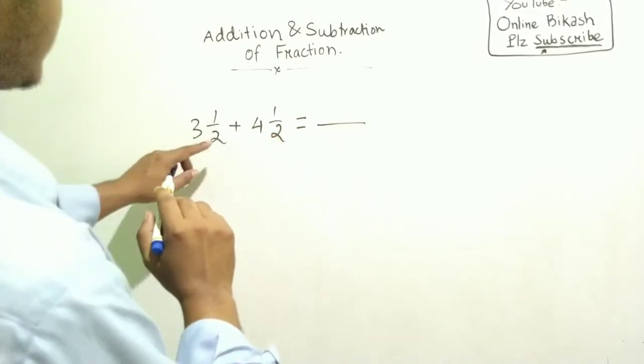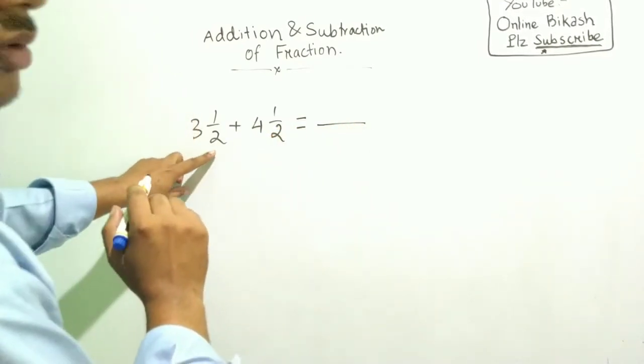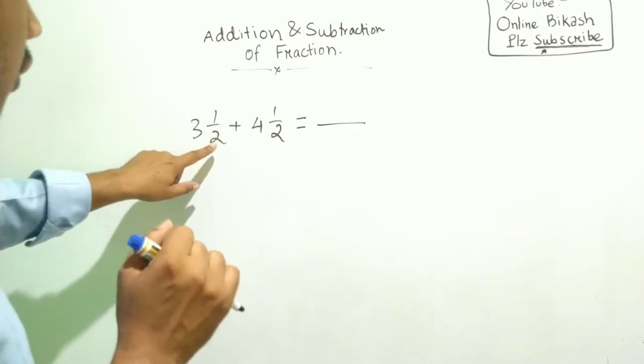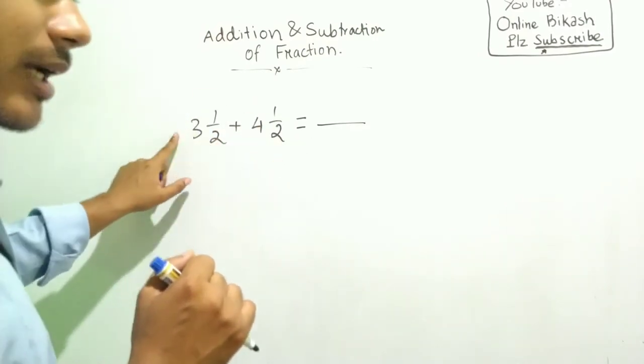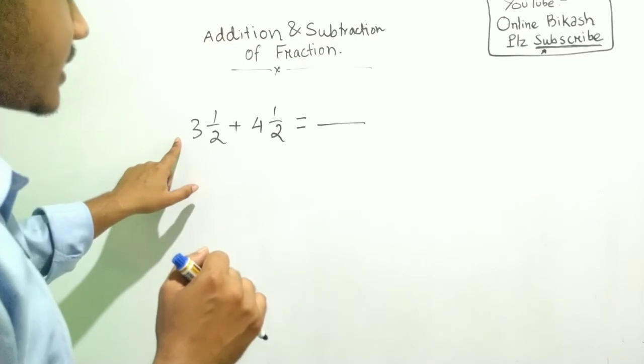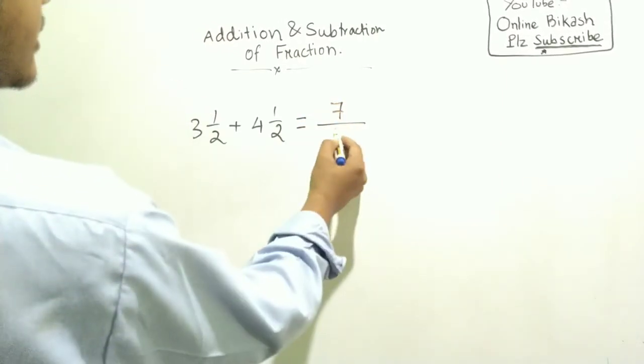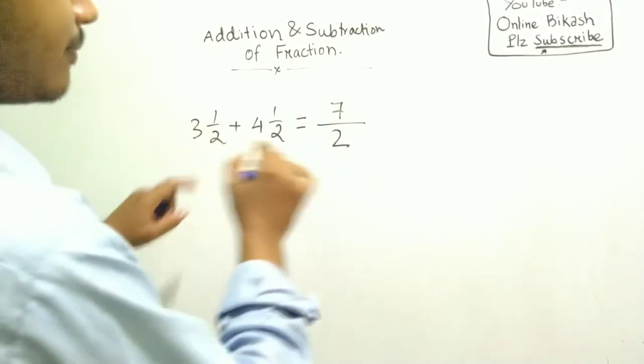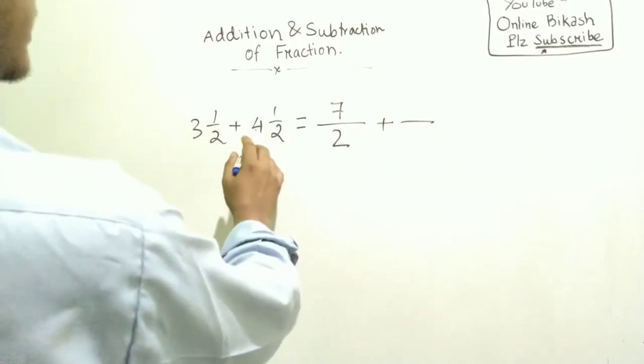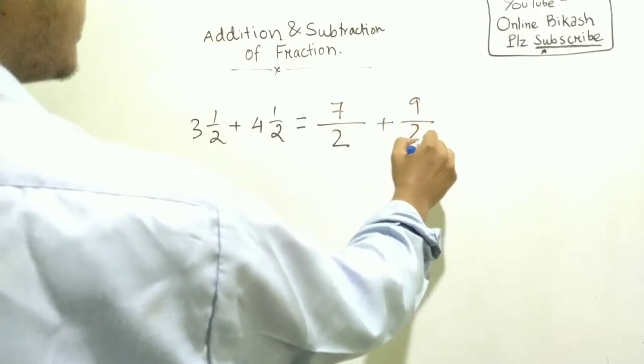Now what we will do, first we will change them into improper fractions. So how to change it into an improper fraction? 2 and 3 will be multiplied. 2 3s are 6, and this 1 will be added. 6 plus 1 is 7. And the denominator, the same denominator, 2, will be here. 2 4s are 8, 8 plus 1 is 9, so 9 by 2.